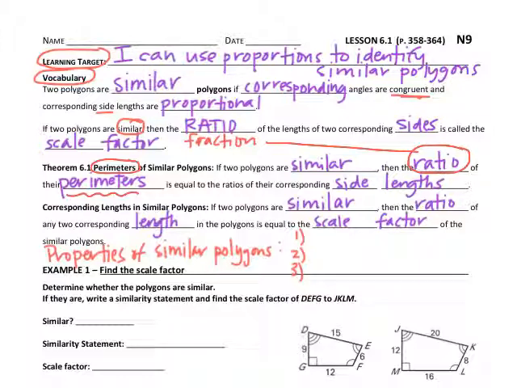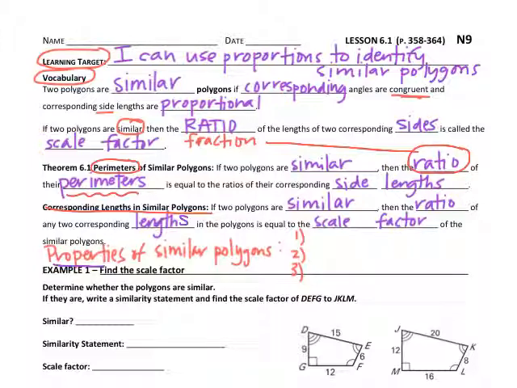Corresponding lengths in similar polygons. If two polygons are similar, then the ratio of any two corresponding lengths in the polygons is equal to the scale factor of the similar polygons. So these are things that we need to understand in order to proceed with the lesson. One last thing I would like you to include here is the three properties of similar polygons. This will come up on a quiz question, maybe a warm-up question, those kind of things. So please write these things down.